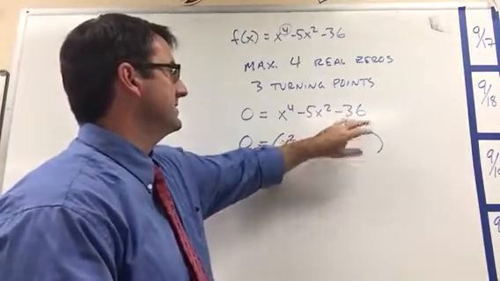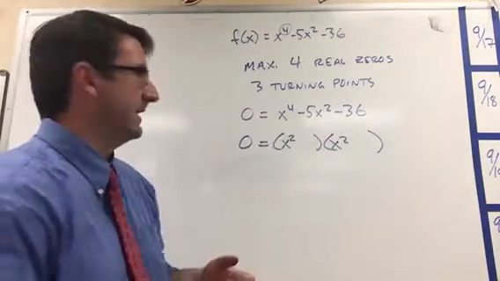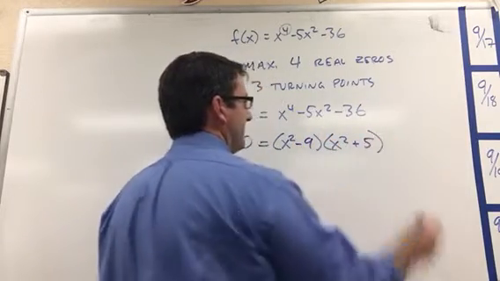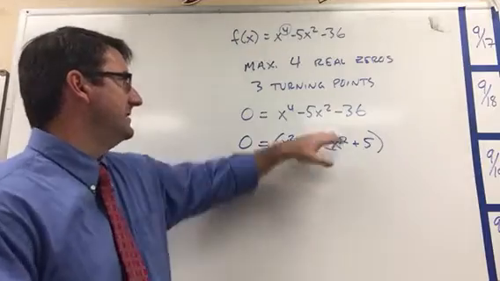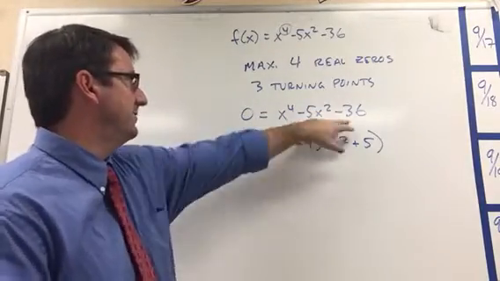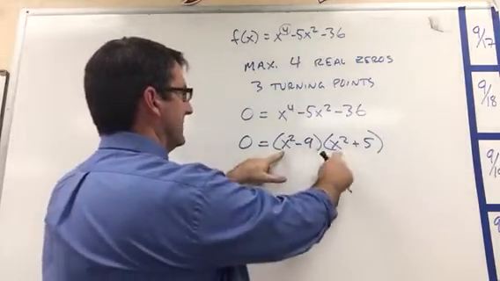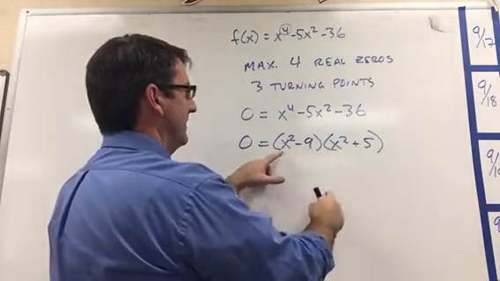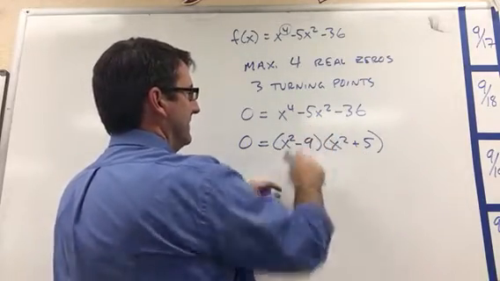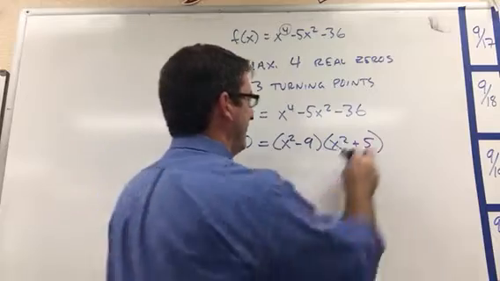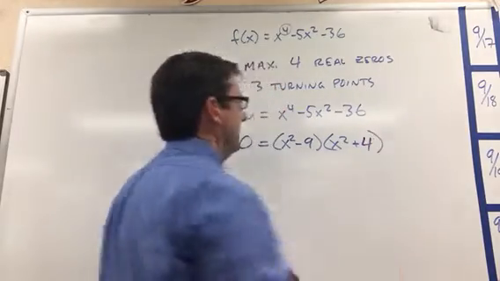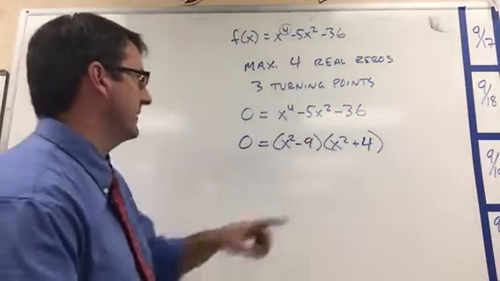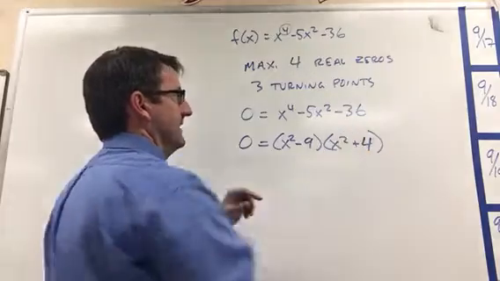And now we need 2 numbers that multiply to negative 36 and add to negative 5. So that's going to be negative 9 and positive 4. And you can check that this is going to end up here. x squared times x squared is x to the 4th. Negative 9 times x squared is negative 9x squared, plus 4x squared is negative 5x squared. And then negative 9 times 4 is negative 36.